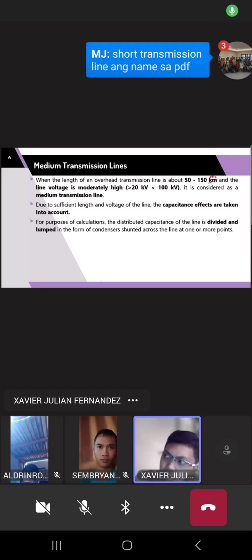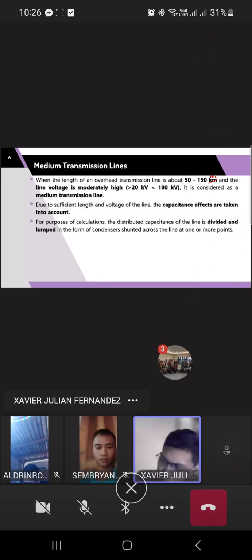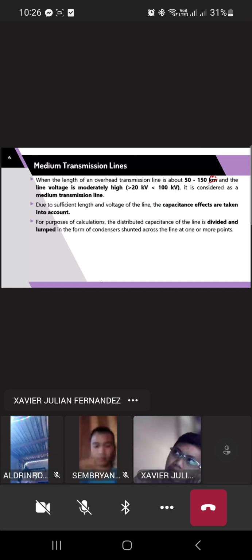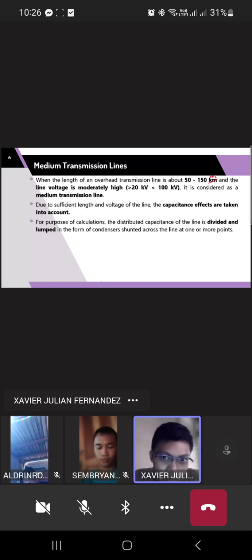Parameters, meaning if you draw it, you need a shunt component at every point or every part of the transmission line. It's like the area under the curve in integral calculus. Di ba, dx or dy is a very small part of a curve. It's called dx because it's a very minute part along x or along y of the curve.